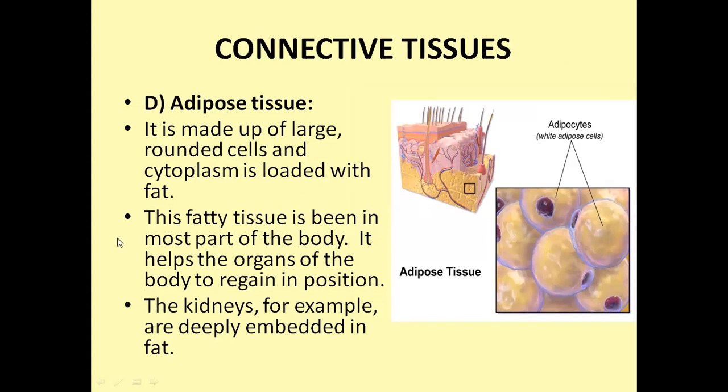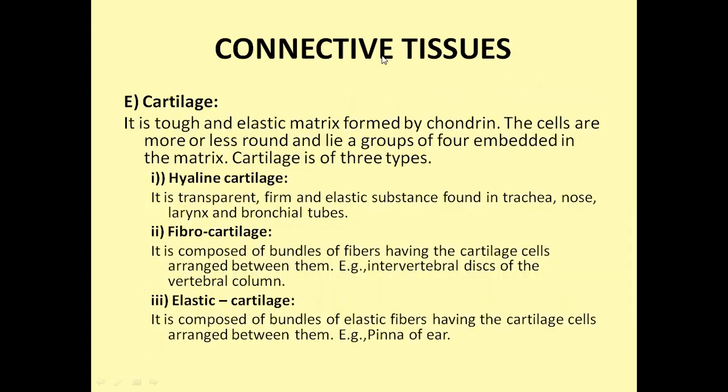The fatty tissue is found in what parts of the body? It helps organs of the body to regain their position. The kidney, for example, is deeply embedded in fat tissue. Coming to cartilage, it is a tough and elastic matrix formed by chondrin. The cells are more or less round and lie in groups of four embedded in matrix. Cartilage is of three types: hyaline cartilage, fibrocartilage, and elastic cartilage.